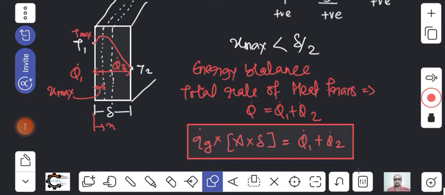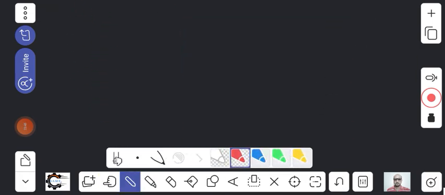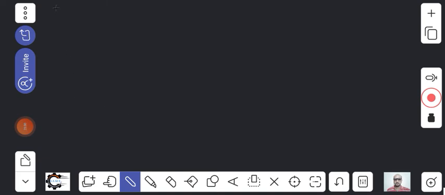Okay. This is what you will get from the energy balance. Now we will see the next case, that is case number 2. If T2 is greater than T1, then how will the scenario be? Case 2. In case 2, the T2 will be greater than T1.